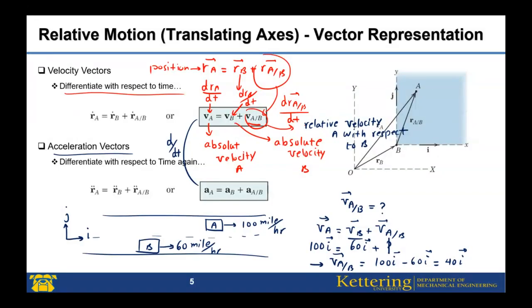Can I move to the next slide? One more thing I want to mention. First, how we can draw RA with respect to B. For example, there are 2 points, 2 particles, such as A and B.